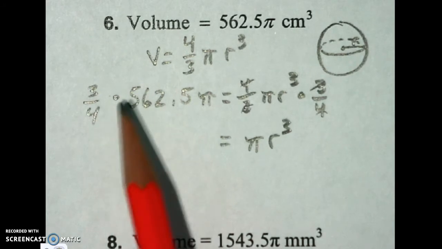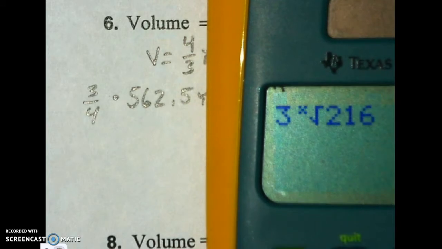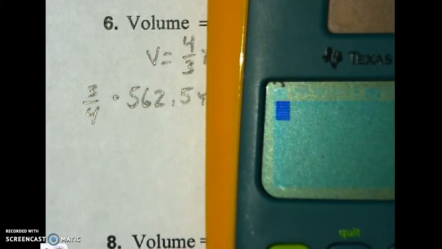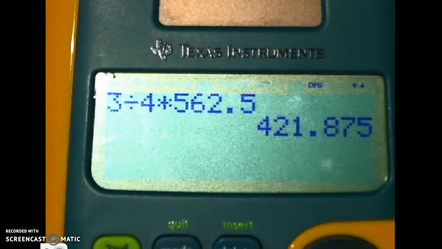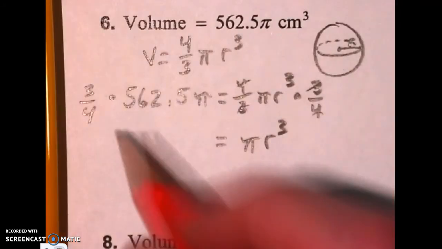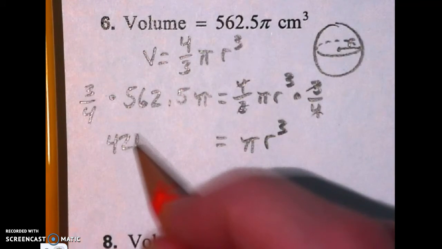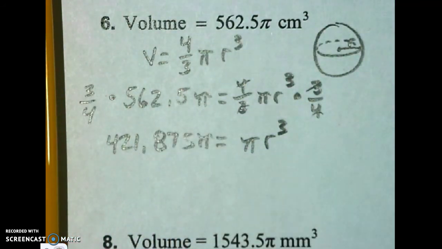On this side over here, I'm going to do a little multiplication. Here's how you multiply that on your calculator. I'm going to do 3 divided by 4 and times it by 562.5. So I'm going to write that down. I didn't multiply the pi in, so I will need to add the pi on the end. So 421.875 pi. Need to include that.